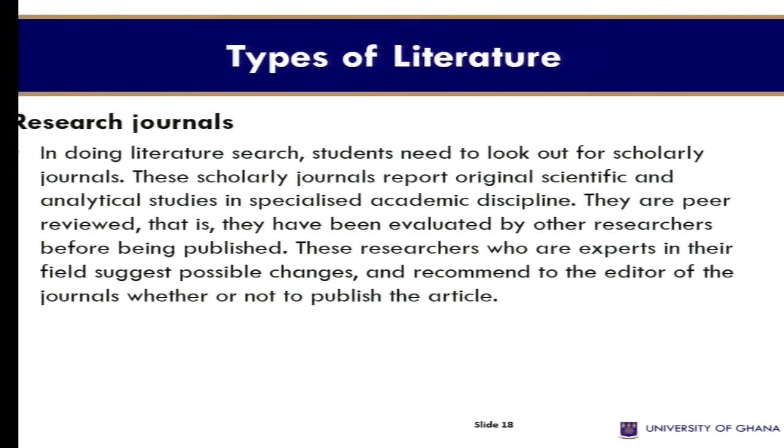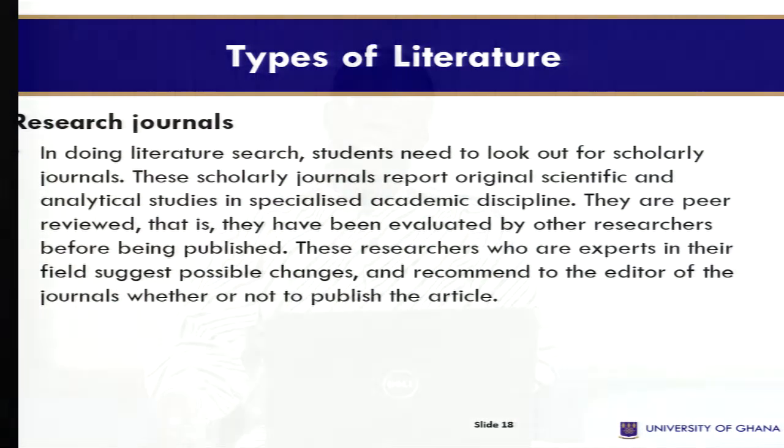What are research journals? In doing literature search, you need to look for a scholarly journal. These scholarly journals report original scientific and analytical studies in specialized academic disciplines. They are peer-reviewed, that is, they have been evaluated by other researchers before being published. So these researchers, who are experts in their field, suggest possible changes, and they recommend to the editor of the journal whether or not to publish the article.